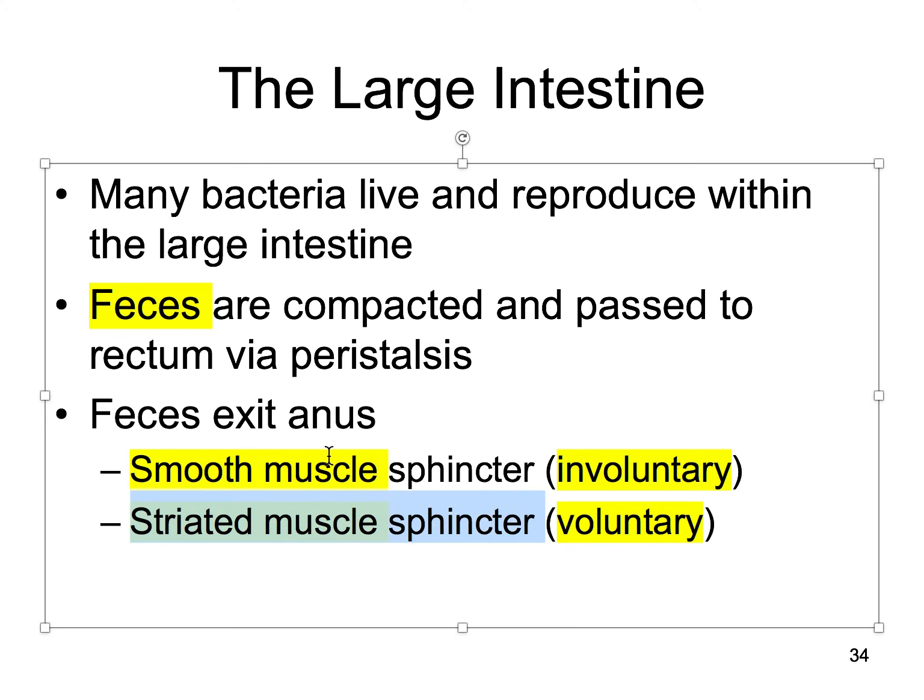But what people don't realize is that there's a second sphincter, the smooth muscle sphincter, that's involuntary. So when you feel like you have to poop, it's because this sphincter is already open, and your job is just to open the other one and get the feces out of your rectum.